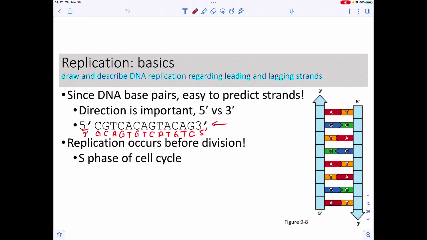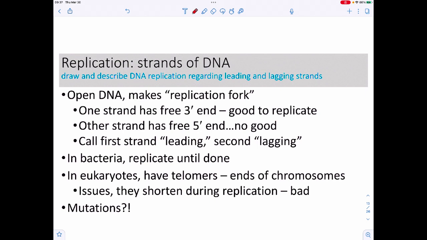We know when this happens, because it occurs during S phase of the cell cycle, so we already know when all this stuff occurs. So if I wanted to look at the actual details, when we go to replicate DNA, we open it up and we create what we call a replication fork. And we call it that because it looks like this. Well, we have a 5 prime and a 3 prime and a 3 prime and a 5 prime.